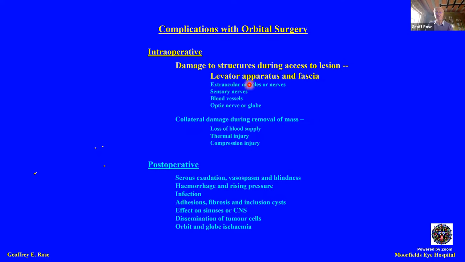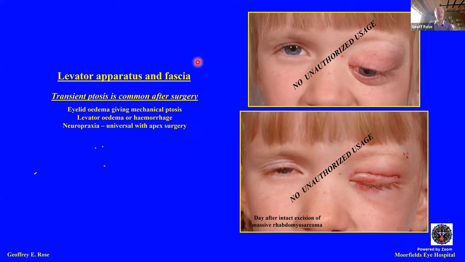For example, damage to structures on your way in, levator apparatus and fascia. And with damage to levator apparatus and the anterior fascia, transient ptosis is very common after orbital surgery when you use the upper lid skin crease approach. For example, here, a huge rhabdomyosarcoma. Here's the child a day after intact excision of this huge rhabdo.